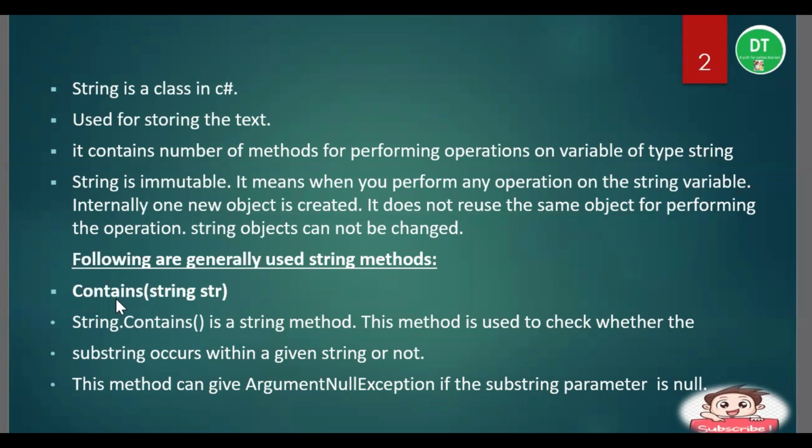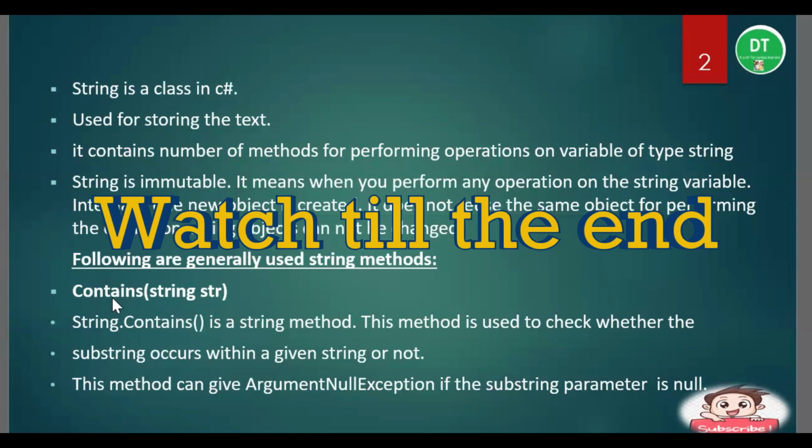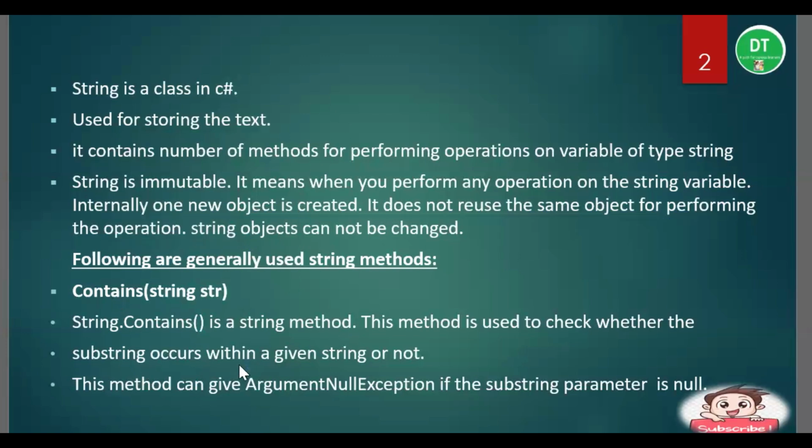Contains. So string has the Contains method. When we want to check whether a particular substring is present in the string, then we use Contains. String.Contains is a string method. This method is used to check whether the substring occurs within a given string or not. This method can give an ArgumentNullException if the substring parameter is null.